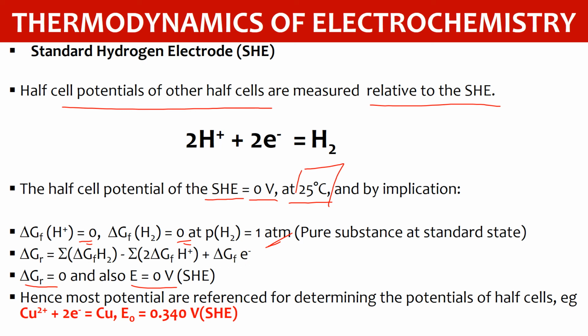So that's why, for example, you can see here that your copper 2 plus plus 2 electrons is given as 0.3 volts. Then there is an SHE at the end here. So it is this SHE which is saying we are comparing whatever we have here to the standard hydrogen electrode potential. Okay.